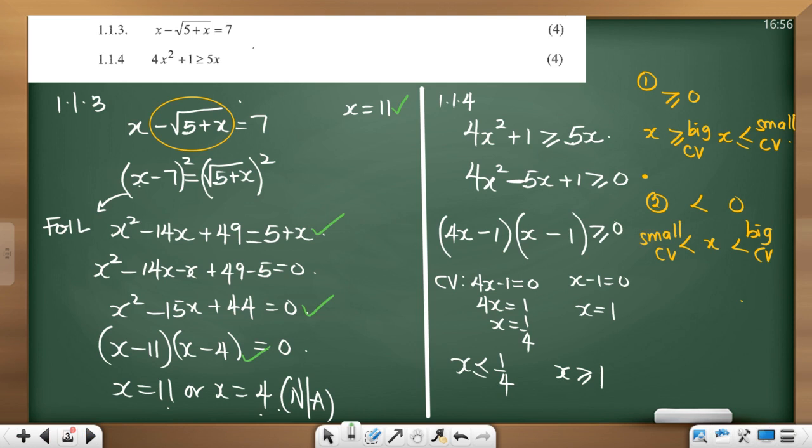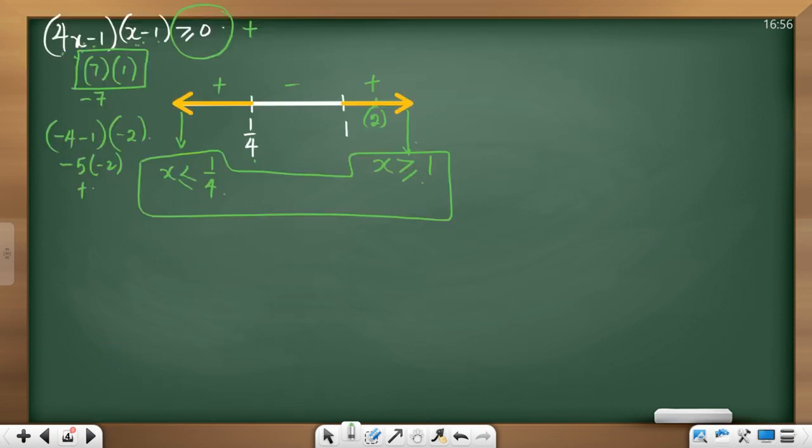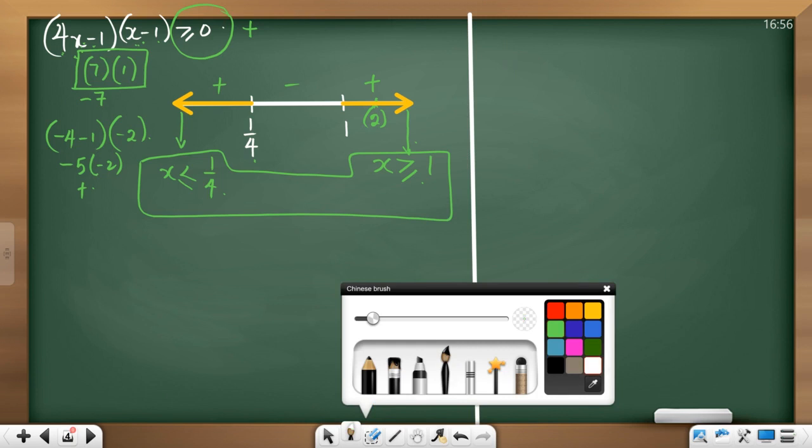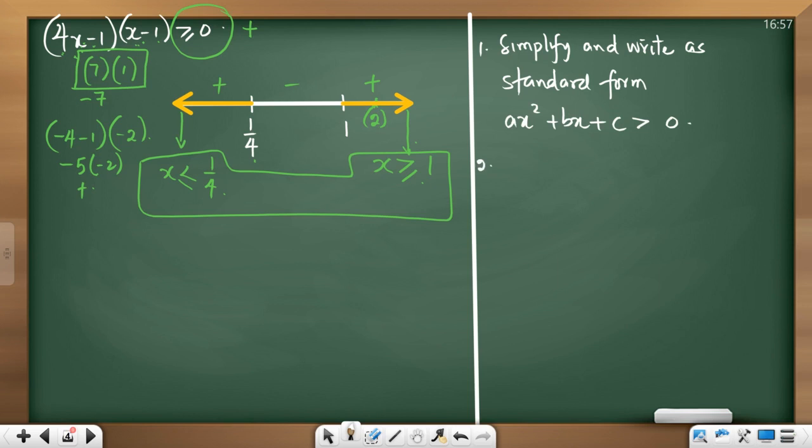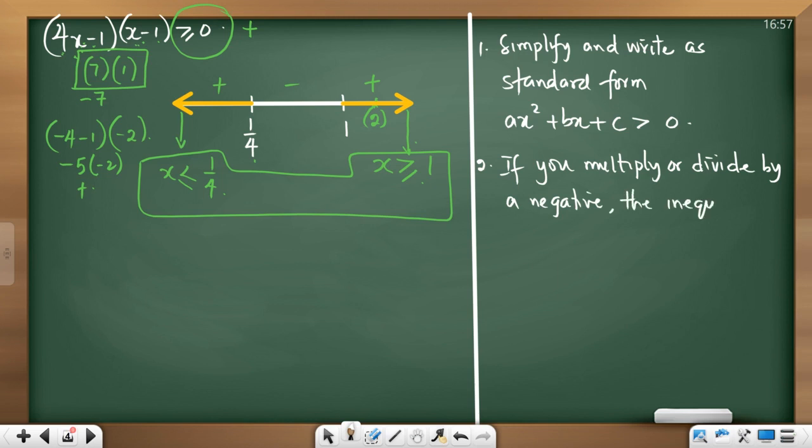While I'm waiting to hear from you, let me give you some quick rules that can guide you. Number 1, simplify and write as standard form. I'm sure you know what I mean by standard form: ax squared. So you simplify. Number 2, if you multiply or divide by a negative, the inequality sign changes.